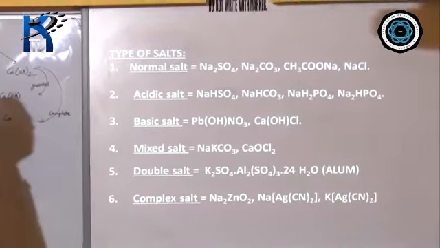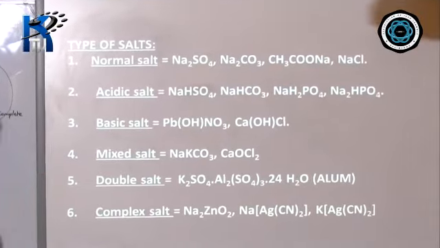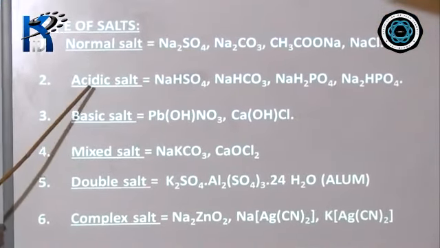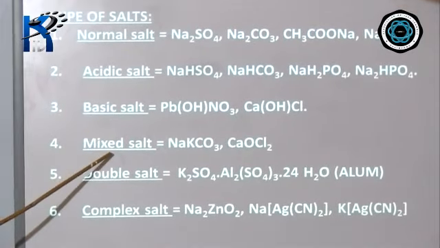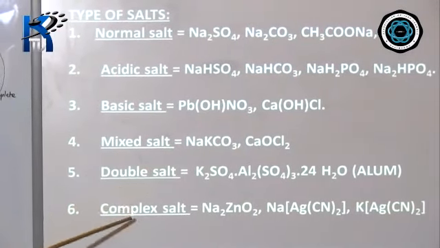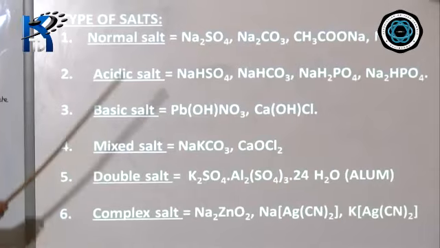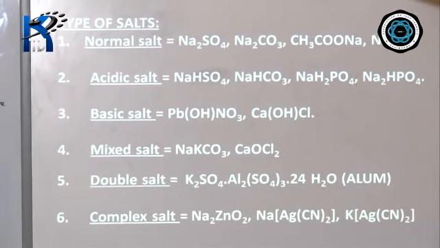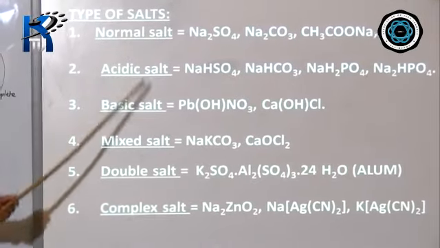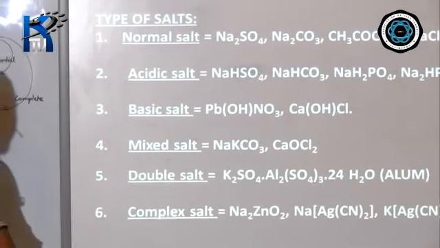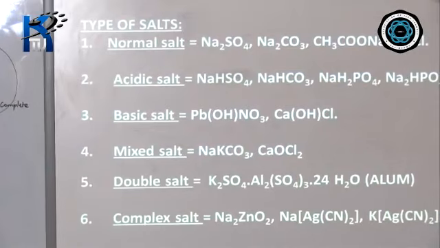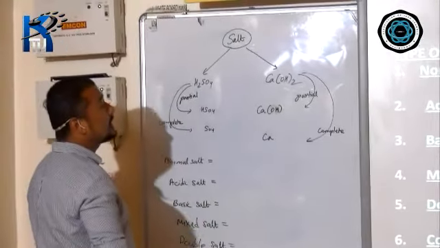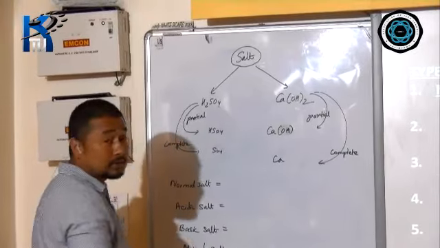Now these are the types of salt according to definition. One is called normal salt, one is called acidic salt, one is called basic salt, one is called mixed salt, one is called double salt, one is called complex salt. So these are the 6 types of salt we have according to the definition. Now I would like to make you understand all of this one by one, okay? Then we'll see the examples later. So let's recap first the definition of salt, then I'll give you the definition of those 6 types of salt, students.